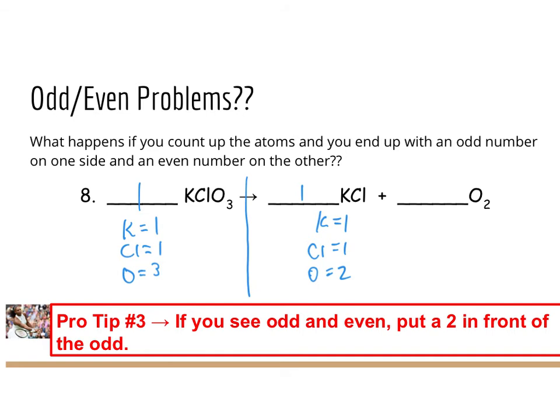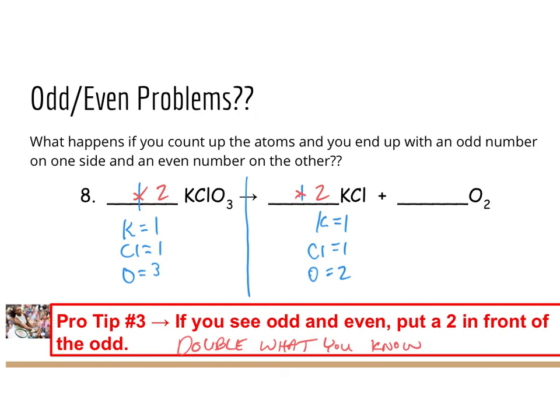If that math eluded you, our pro tip number 3: if you see odd and even, you'll hear me say this a lot, we're going to double what you know. Double what you know. Basically what that's saying is we're now going to double the odd numbers. So instead of 1, we're going to double it. Now it's a 2. We're going to double this. Now it's a 2. Let's see how our numbers work out.